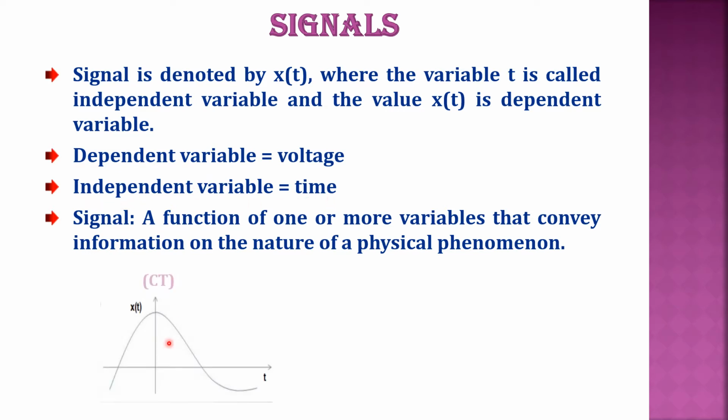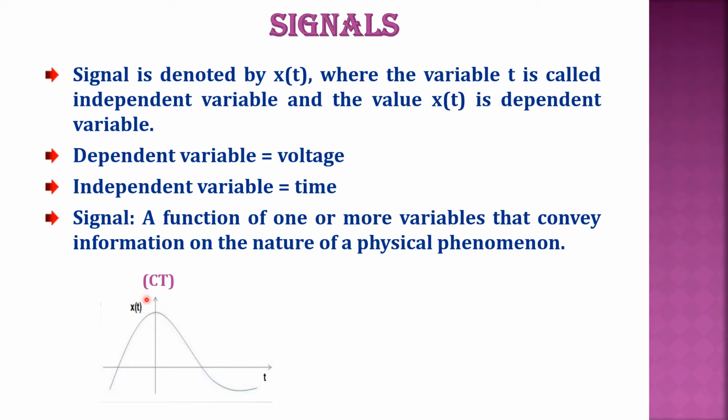Let's look into the waveform. The value of x of t is given at any instant of time. Say for example, at this instant the amplitude is some value. At this instant of time the amplitude is 0. At this instant of time it has a negative amplitude, which means that x of t is dependent on time. The value of x of t depends on time. Hence x of t is called a dependent variable and t is called an independent variable.